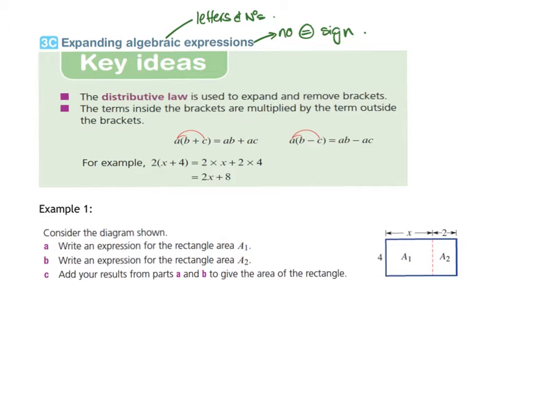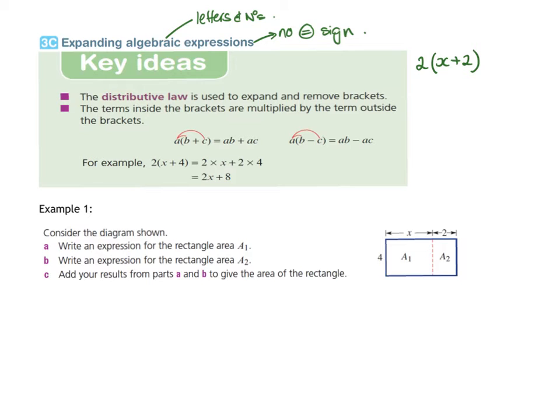So if we have, say, a number outside a bracket, and then we might have some letters and numbers inside the bracket, when we expand that out, the steps are called the distributive law. You don't need to worry about knowing that name. That's just what you're doing, okay?